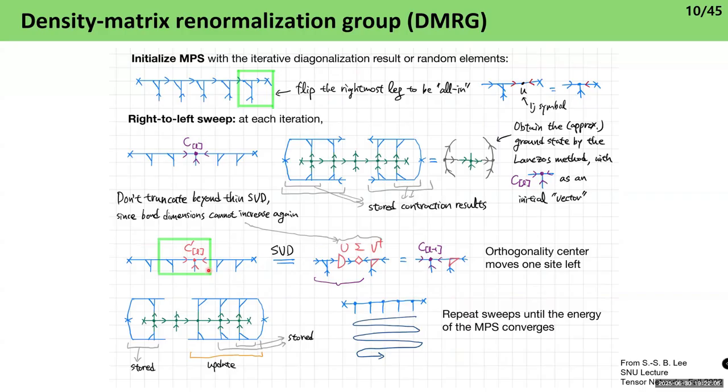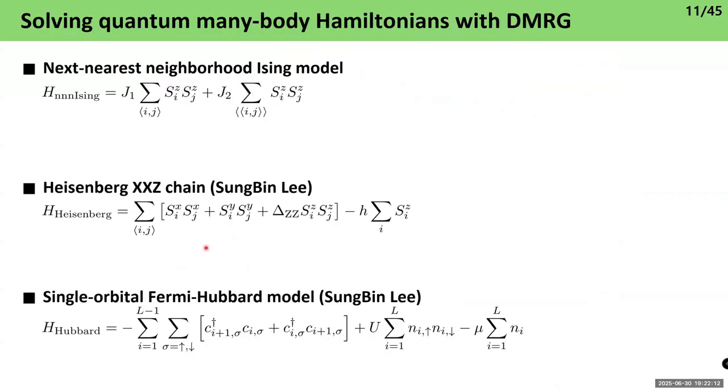So these are technical details on how to implement DMRG. I'm not going to explain it here. I'll show you the real-world implementation of DMRG for three Hamiltonian systems. The next-nearest-neighbor Ising model, which has J1, J2 coupling terms. The Heisenberg XXZ chain, which is a sum of the two-site spin interactions with this anisotropy term minus the magnetic field. And I'll finalize my presentation by showing examples of the single-orbital Fermi-Hubbard model, which has an on-site interaction term U and a chemical potential mu, which determines the electron filling of the system.